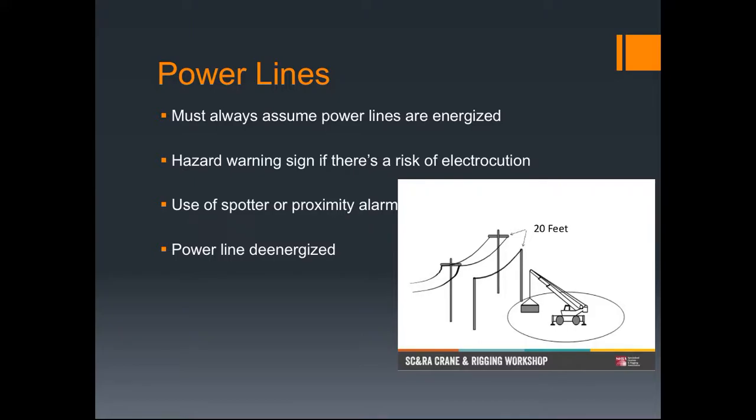Whenever dealing with power lines, you are always required to use a spotter or proximity alarm that alerts the operator of how close they are to the power line itself. The clearance distance is from the highest point on the crane. So the highest point on the crane must be at the minimum distance away from the power line. And once again, you must ensure it's off. In the next slide, I'll show you the table that OSHA has.